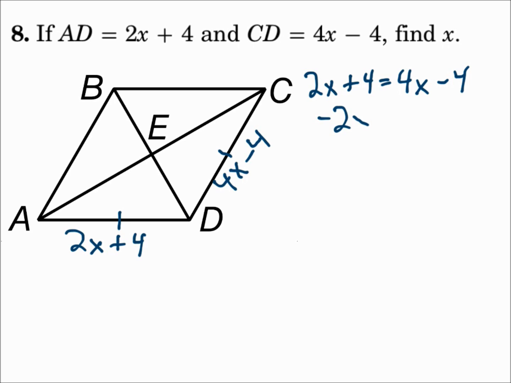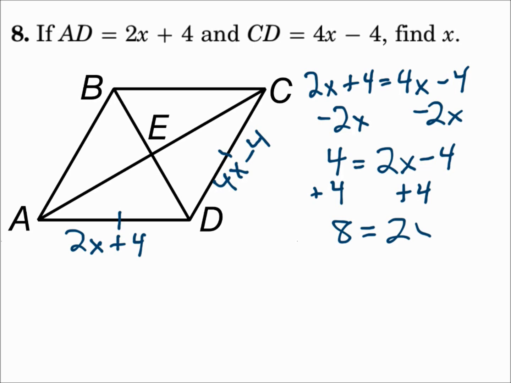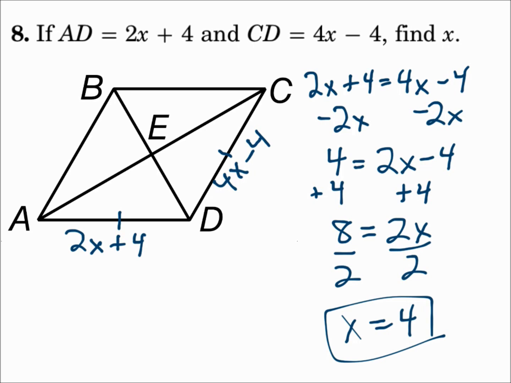Get the x's together and subtract 2x from each side. Add 4 to each side. And divide both sides by 2. X is 4. So remember, in a rhombus, all the sides are congruent, so their measures are equal.